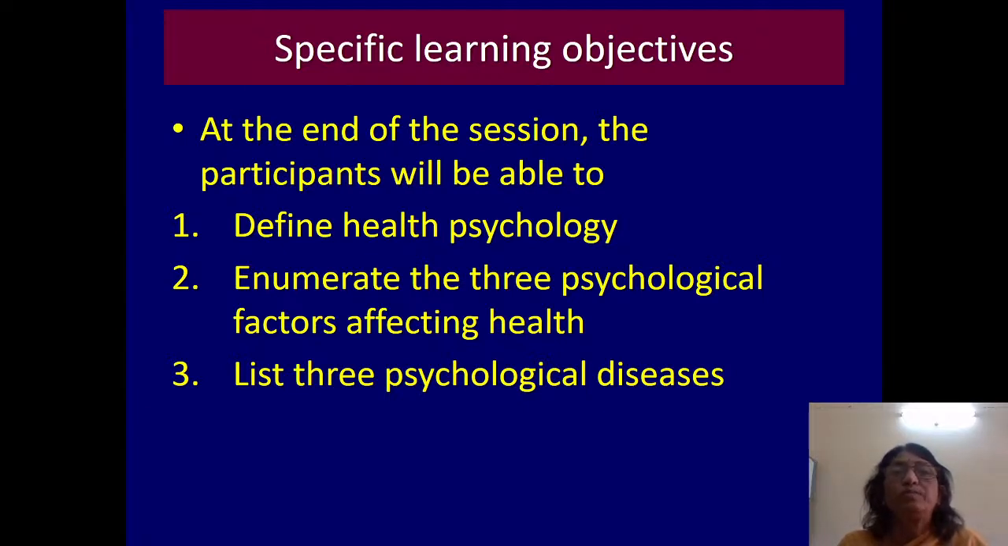Coming to specific learning objectives. At the end of the session, all of you should be able to define what health psychology means, so the definition of health psychology. Then you should be able to enumerate, list out the 3 psychological factors which affect health. Then another important thing is you should know the psychological diseases. A number of psychological diseases are there. At least you should be able to list 3 of them. These are your specific learning objectives at the end of the session.